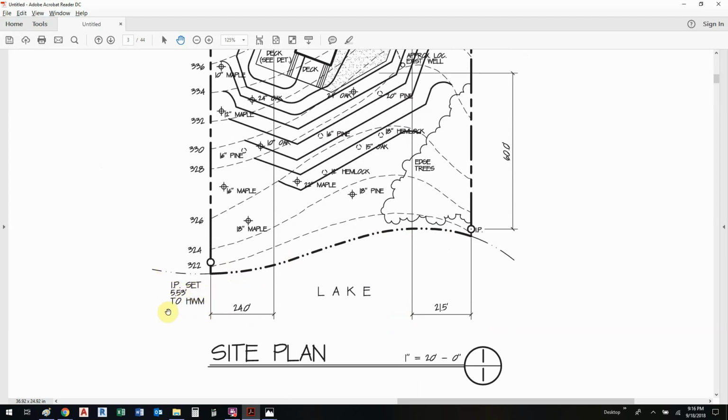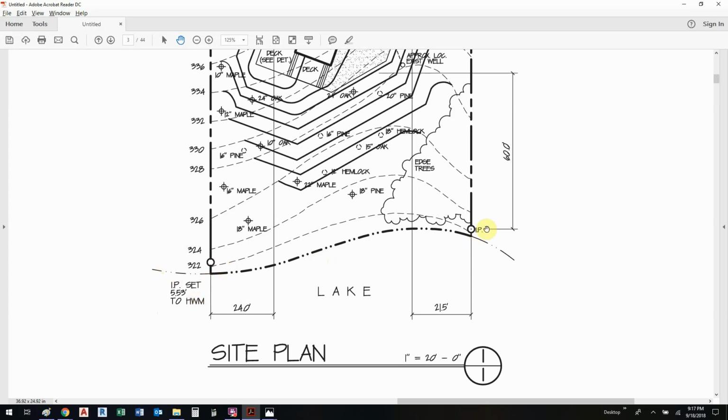IP set 5.53 feet to HWM. HWM stands for high water mark. So when the lake is at its fullest, and that is basically saying when it is up to the spillway, that is the high water mark.